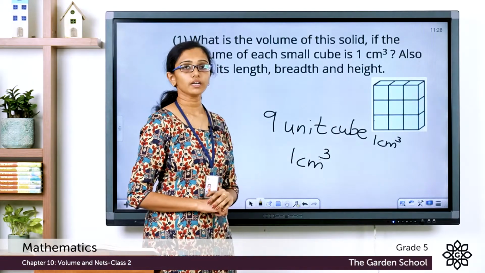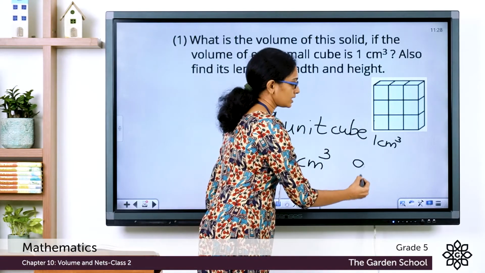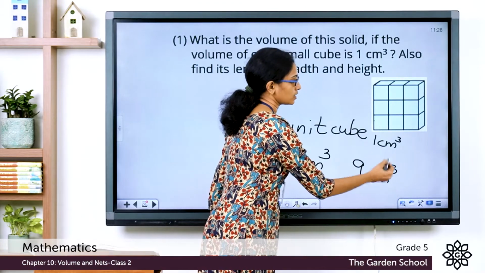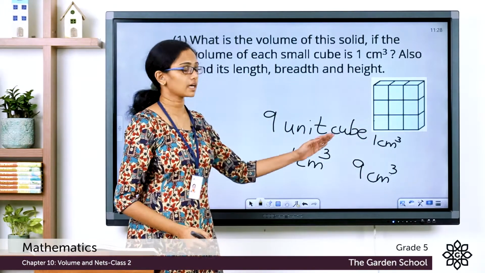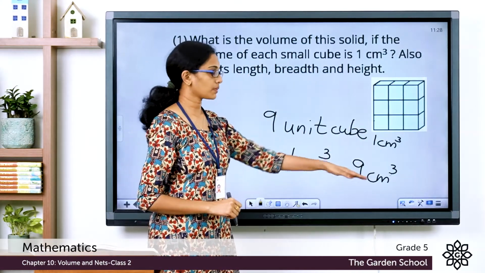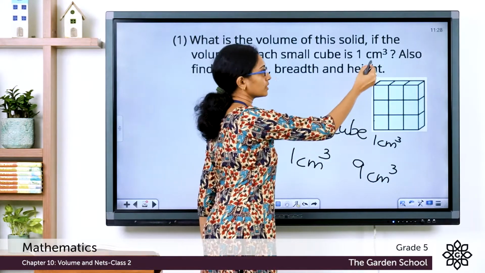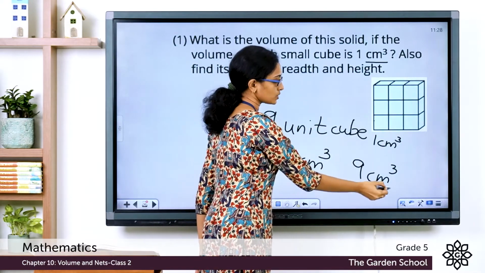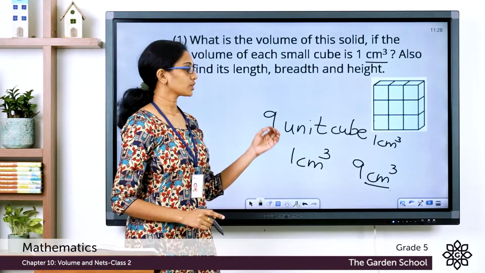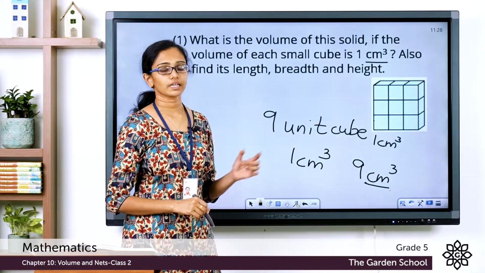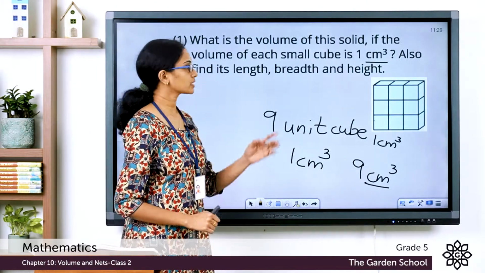It will be 9 into 1, that is equal to 9 centimeter cube. You can just count the number of cubes and write the volume as such with the proper unit. Since the dimensions are given in centimeters here, you have to use centimeter cube or cubic centimeter as the unit in this case. So there is one more part to the question.